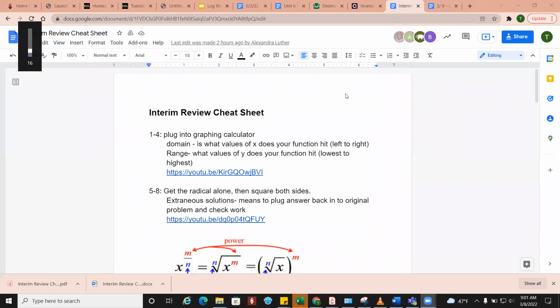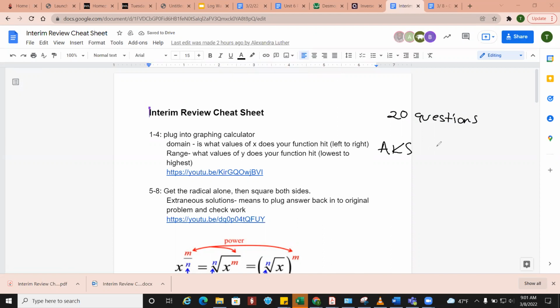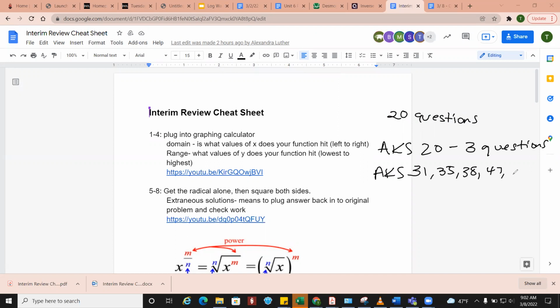Okay, so the first thing you want to know is that there are 20 questions on your test. There's AKS 20, which has 3 questions. There is AKS 31, 35, 38, 47, 49, and 50, and there are 14 questions on that. And there's AKS 60, and there are 3 questions on that.